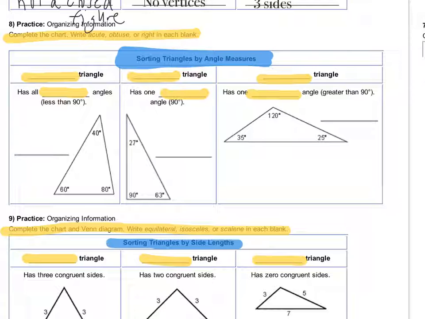Practice 8, it says complete the chart, write acute, obtuse, or right in each blank. Sorting triangles by angle measures. So when we look at the angle measures, we have an acute triangle first. And it's important because an acute triangle has all angles that are less than 90 degrees. Kind of like an acute angle. All the angles are going to be less than 90 degrees as well.